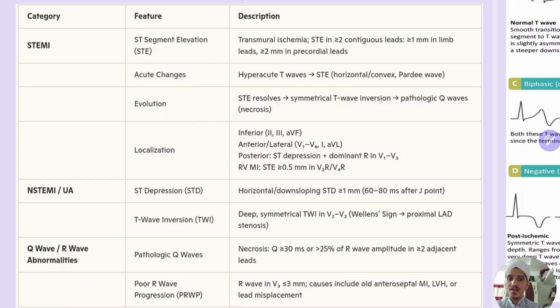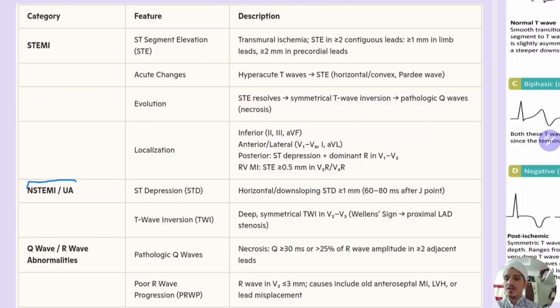In normal precordial leads it is at least 2 mm, no? But in right ventricular MI, ST segment elevation is at least 0.5 mm, meaning half a small square, in V3R and V4R. That should be more than half a small square in right ventricular MI. Okay, that's all about STEMI.